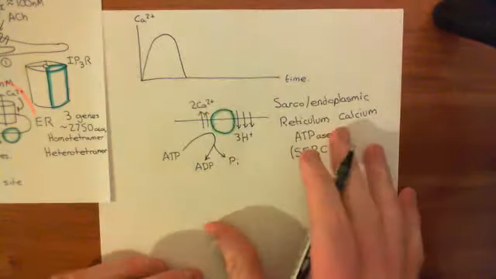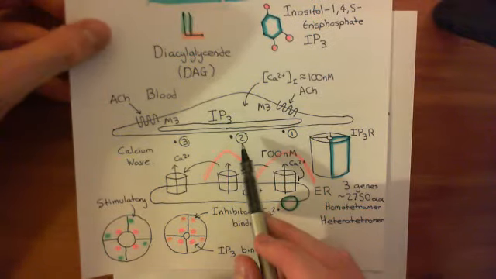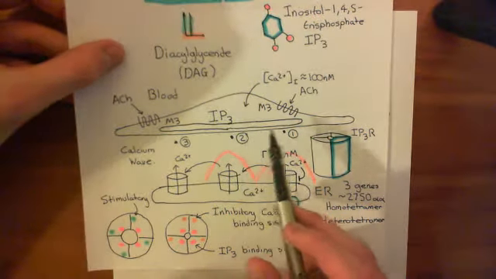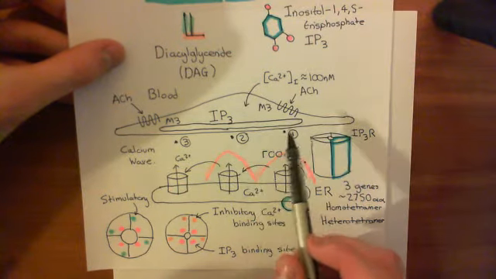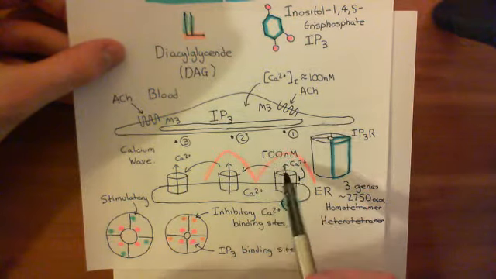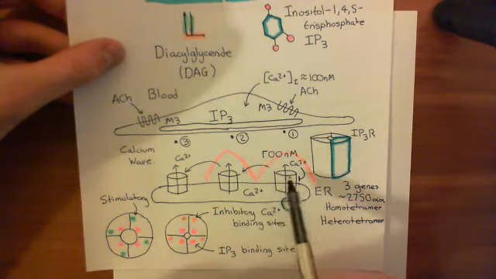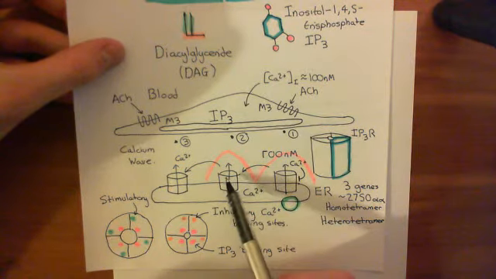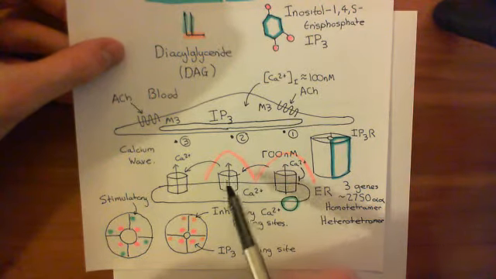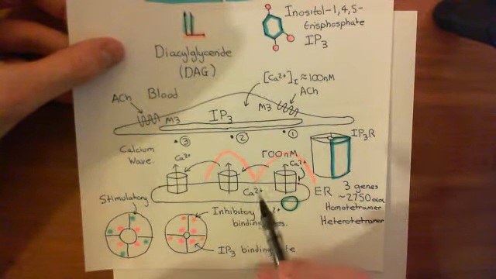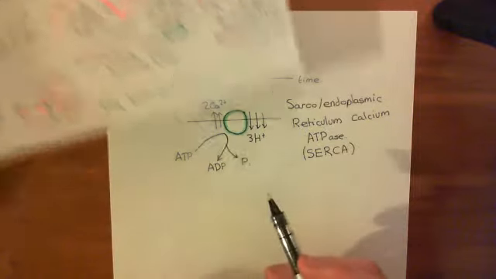Now let's look at the calcium level at position 2 over here. Basically at position 2, calcium will be low initially, and then when the calcium spills over from position 1, it will cause the IP3 receptors at position 2 to open and release calcium from the ER, and then cause calcium levels at position 2 to go up.